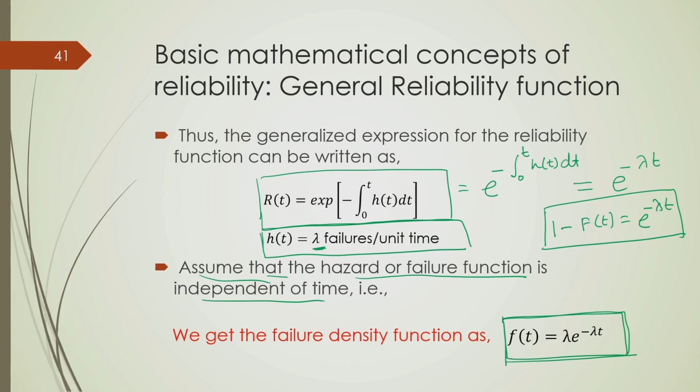Okay. Now, if we plot this failure rate with respect to time, then we will get a characteristic that is called the bathtub characteristic. This looks like a bathtub.